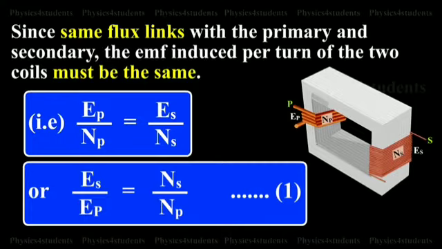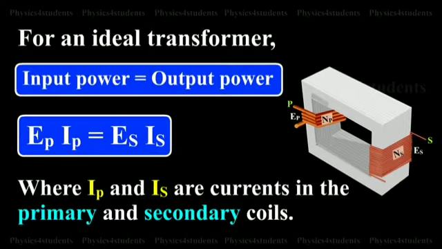So EP by NP is equal to ES by NS, or ES by EP is equal to NS by NP. NP and NS are number of turns in the primary and secondary coils.